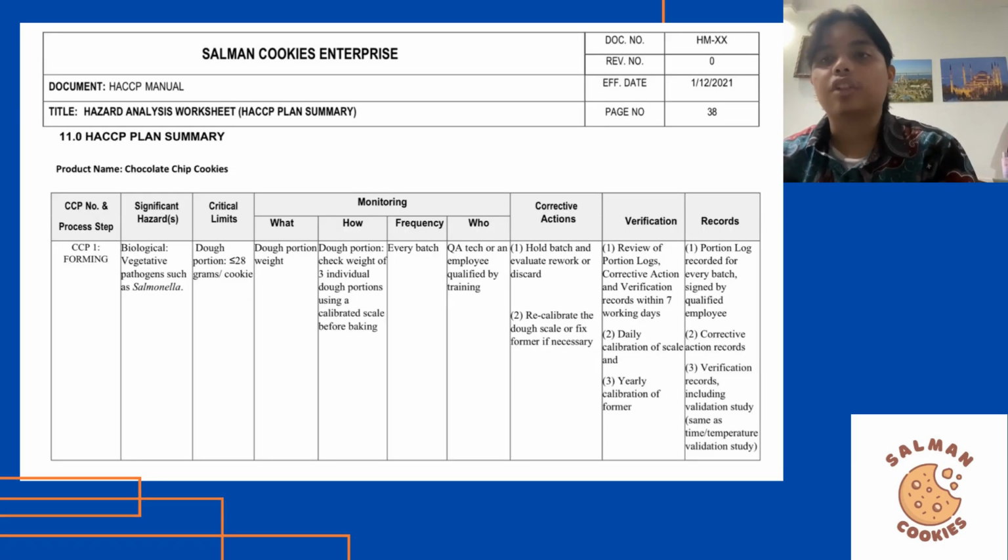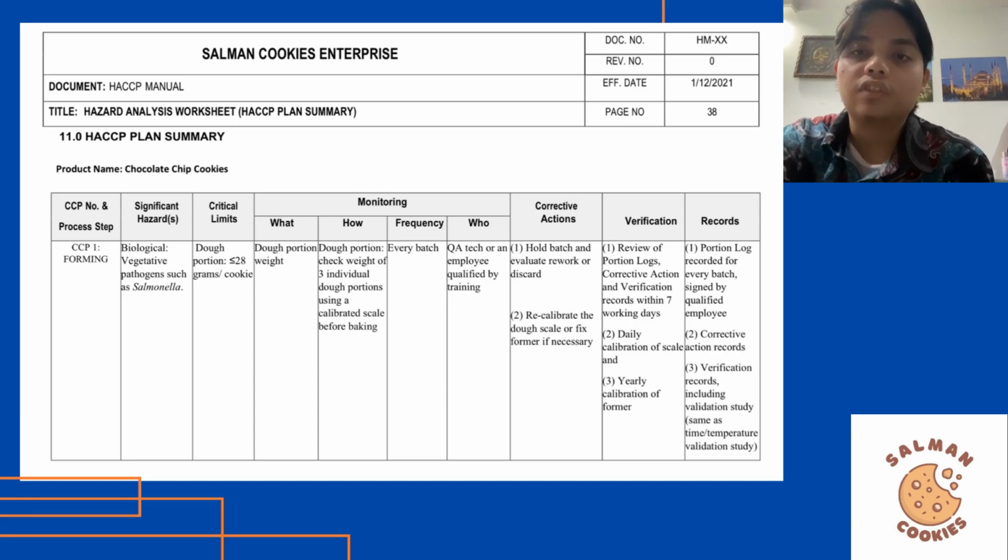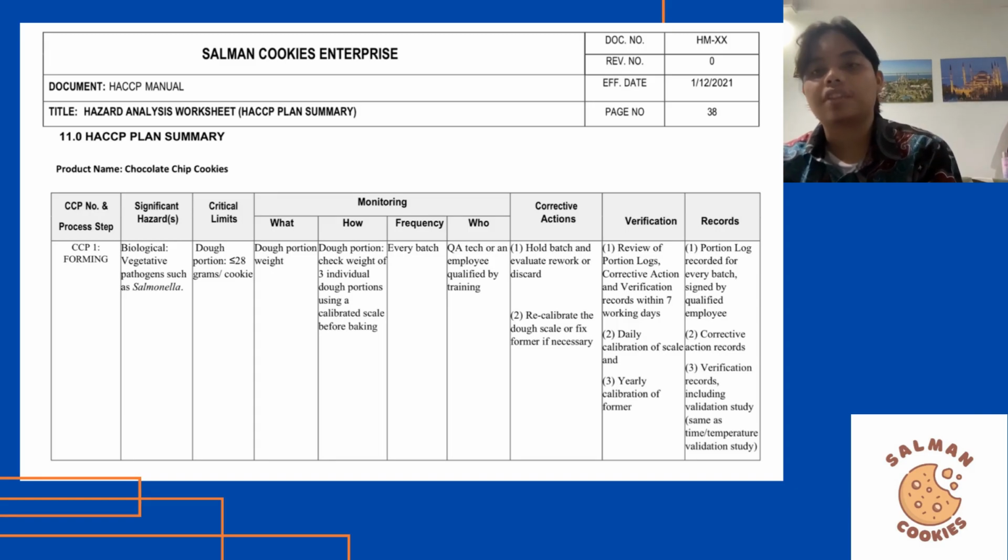Next, I will explain the HACCP plan summary, which is divided into three, involving process forming, baking, and metal detection. The first is related to forming, where the significant hazard is related to biological pathogens such as salmonella that will damage the product.